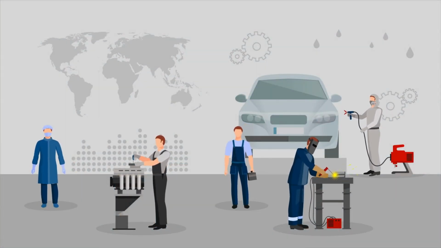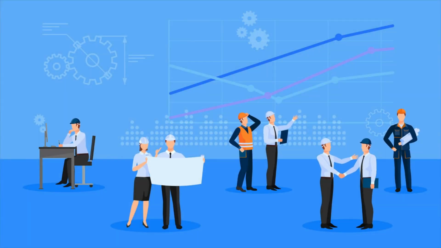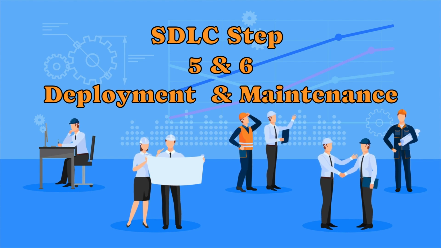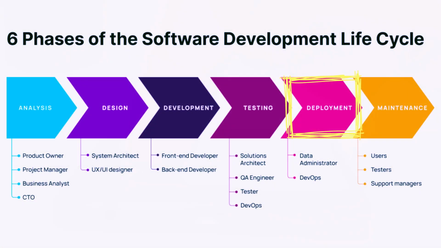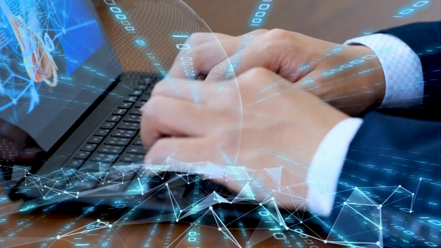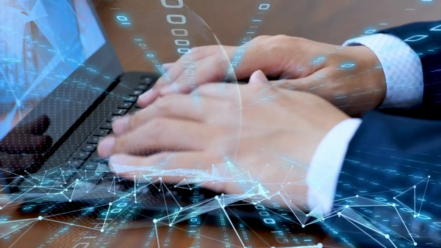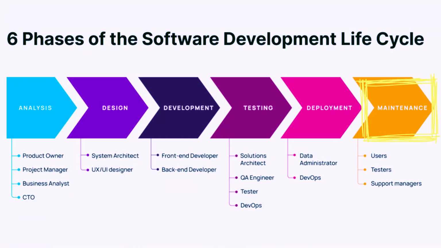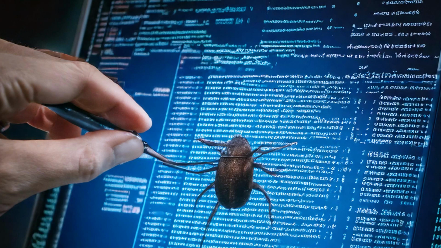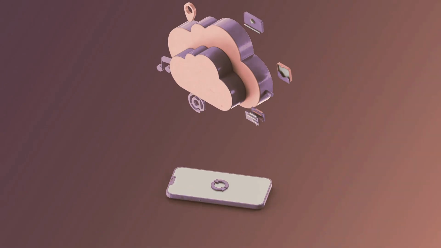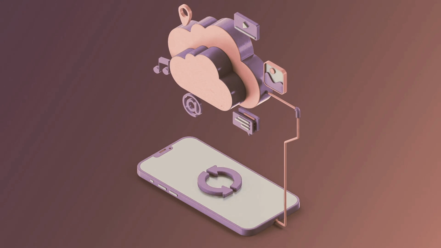Today, we'll explore the crucial final stages of the software development lifecycle, deployment and maintenance. These phases are where your project truly meets its users and starts creating value. We'll first dive into the deployment phase, where we'll discuss strategies for a successful software release and how to avoid common pitfalls. Then, we'll move on to maintenance, where the focus shifts to fixing bugs, updating features, and keeping your software and product secure and reliable.